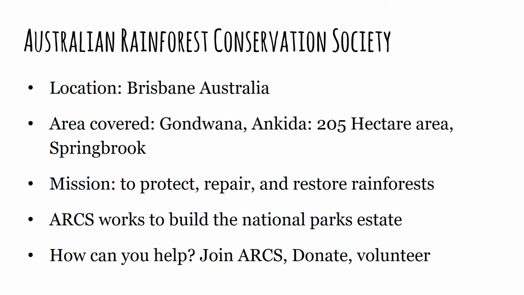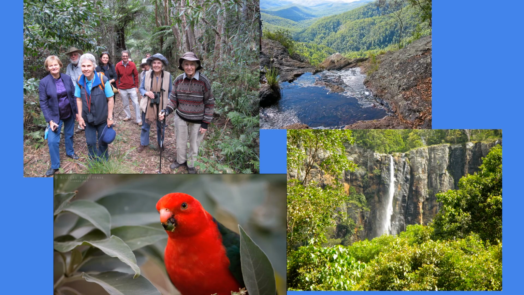The Australian Rainforest Conservation Society is located in Brisbane, Australia. Their main focus is creating national parks to help preserve the forests. Currently, the ARCS is focusing on Gondwana and Ankita, which is a 205-hectare area. They have links on their website to join ARCS, to donate to their cause, and to volunteer.